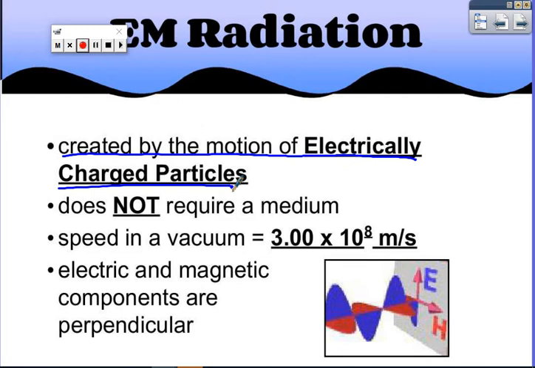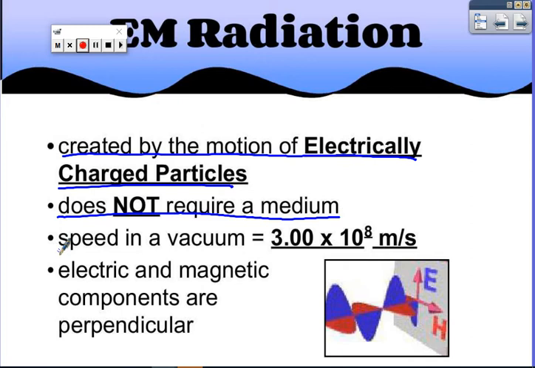So the waves and sound and all of the other waves we've been talking about have required a medium to travel through. Well, electromagnetic waves are the first ones that do not require a medium. They can travel through the vacuum of space. So in one of the units we talked about how in space no one can hear you scream because there is no medium. Well, electromagnetic radiation can travel through the vacuum of space.